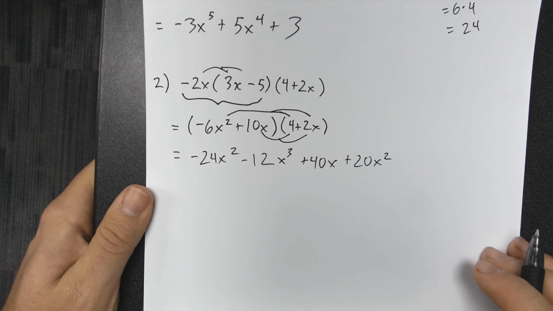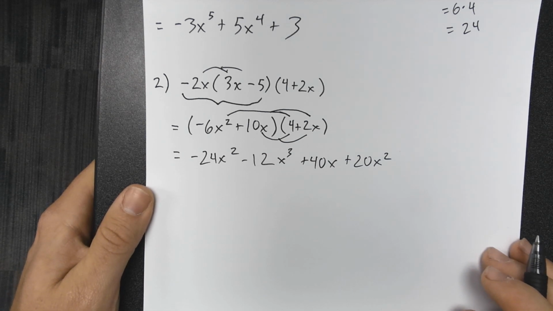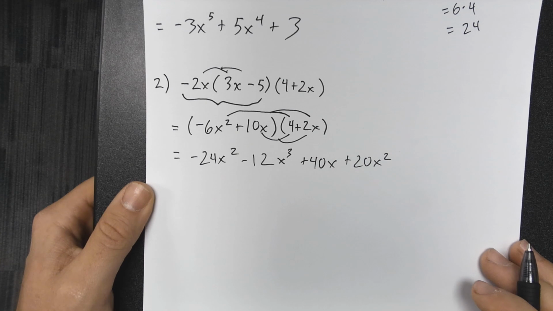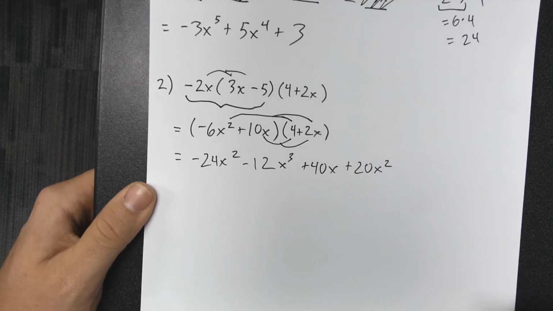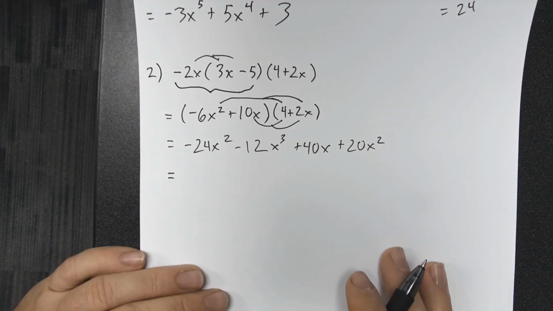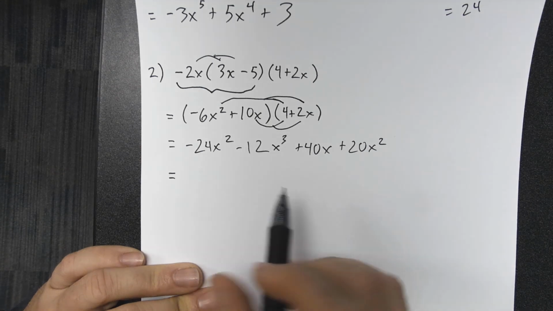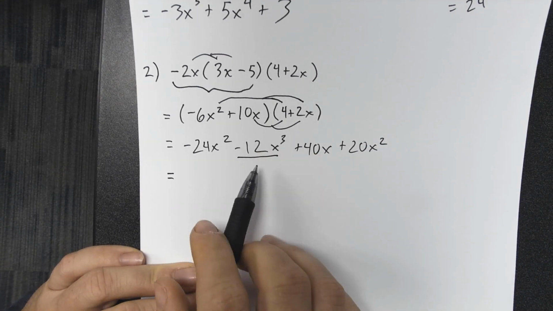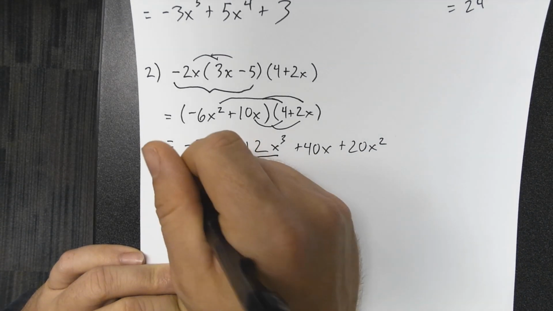And now I have exhausted all multiplication. So now what I'm going to go ahead and do is combine like terms. Remember, when we write it in standard order, we put the biggest exponent first. So the biggest exponent is x cubed. Notice that's the only term that has an x cubed, so there's nothing to combine with it.